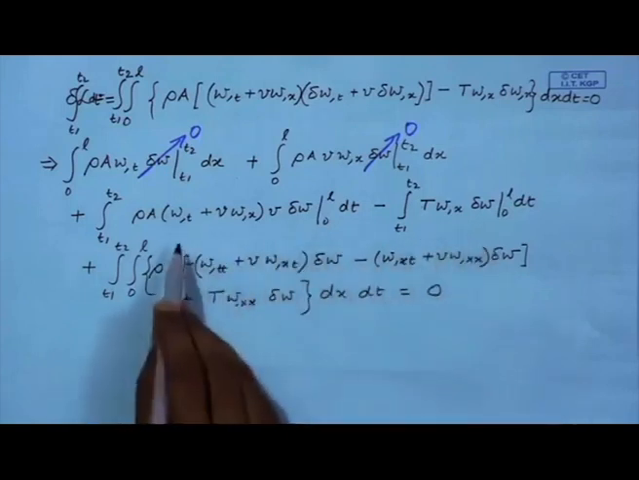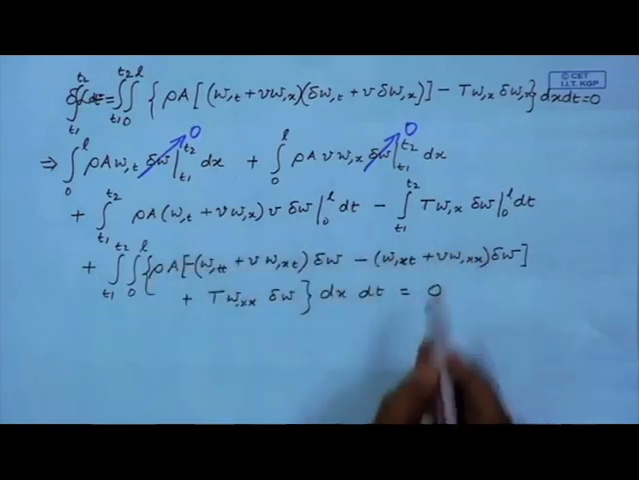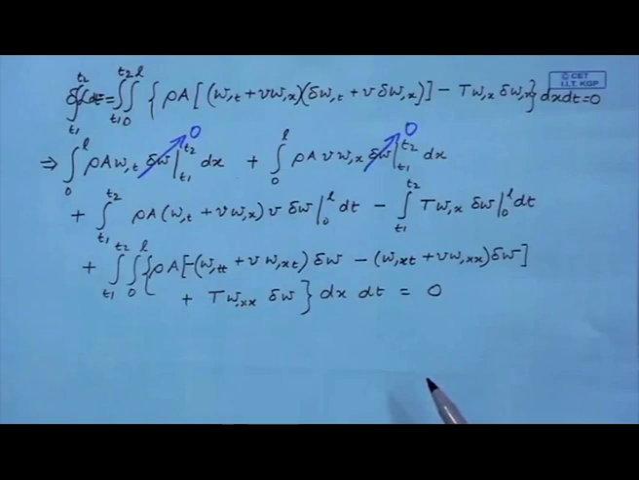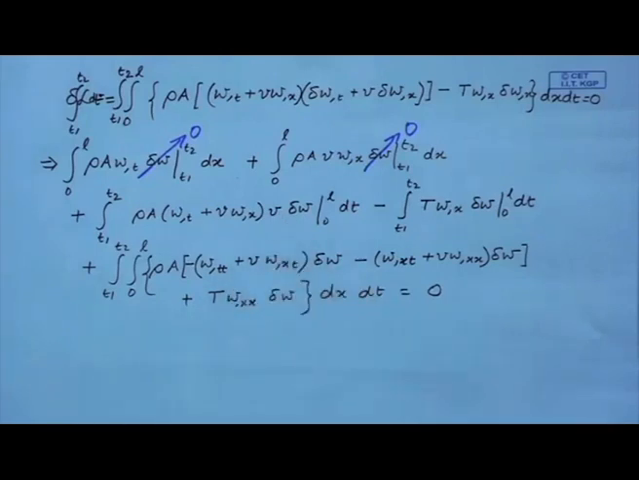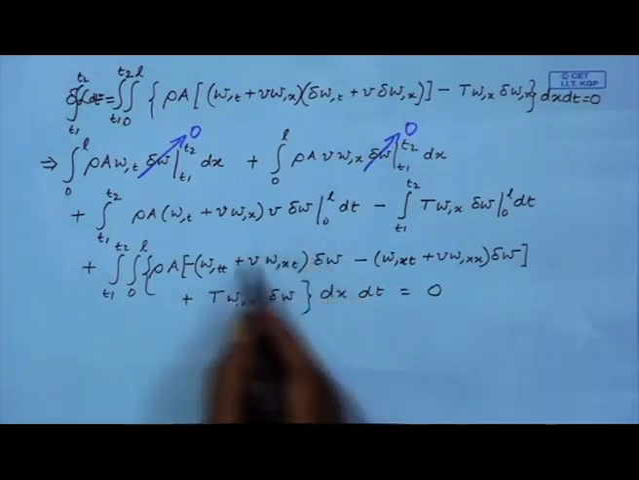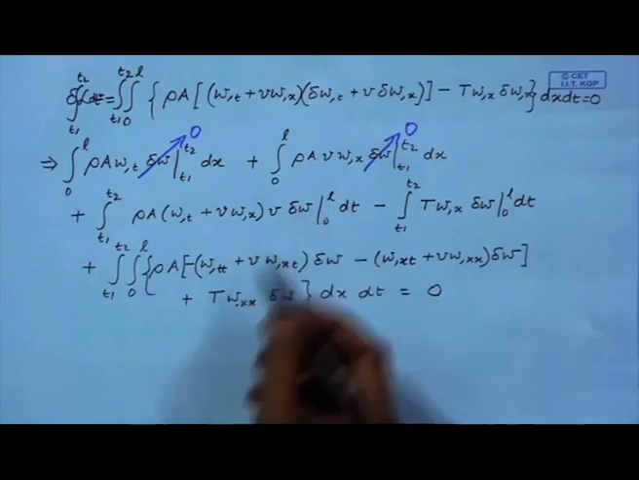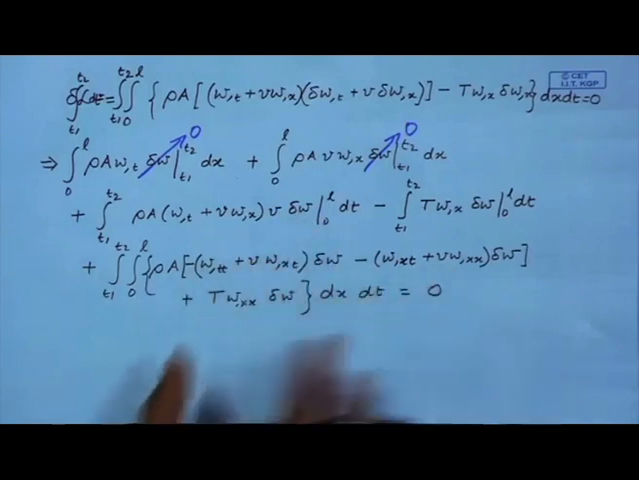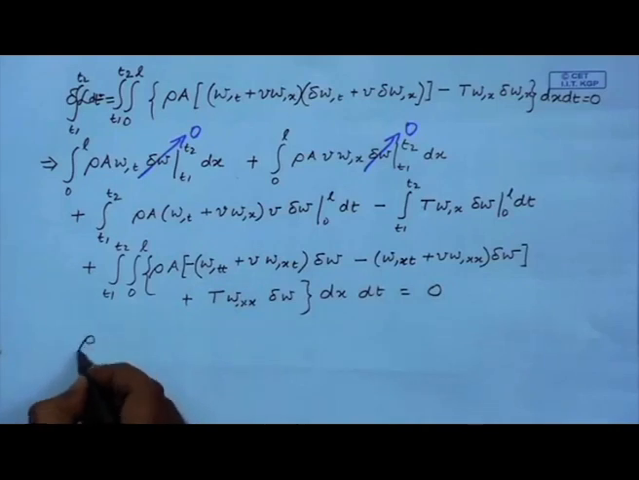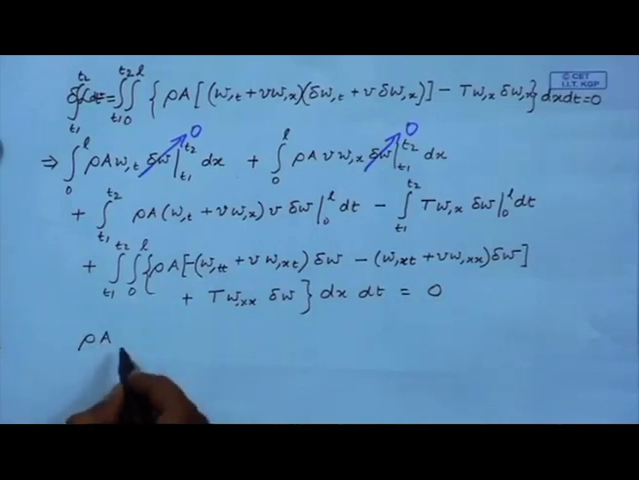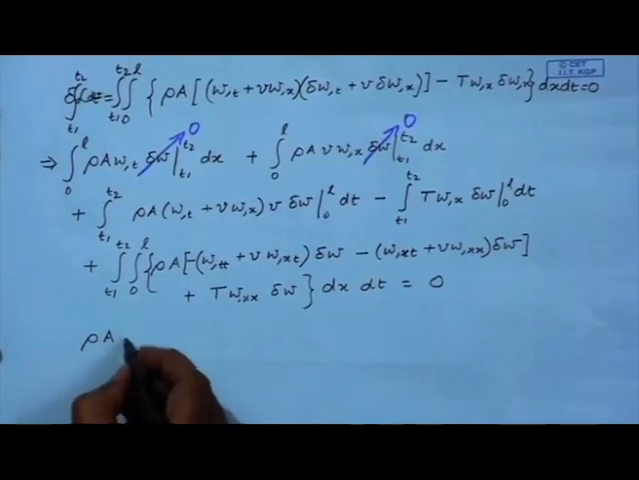Now, here we have the spatial boundary terms. Once again we use the same argument and say that we can vary the domain independent of the boundaries, and therefore, they must individually vanish. So, if that is done, then we finally have the equation of motion.